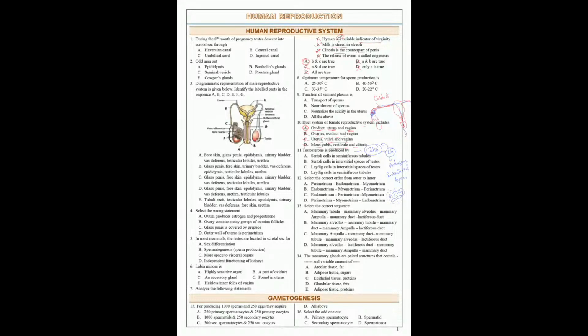All right, now select the correct order from outer to inner. Outer means perimetrium, myometrium, endometrium. Okay, so it should be D. Perimetrium, myometrium, and endometrium. So this will be the correct answer. Okay, this will be the correct answer. Okay, I'll use some smaller fonts. Okay. All right.